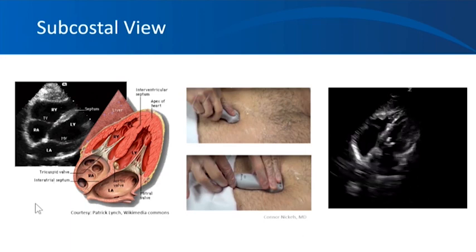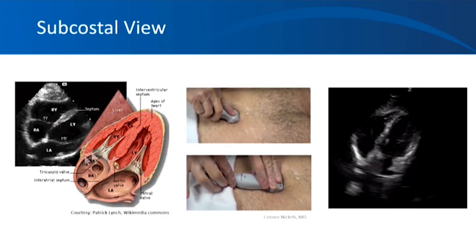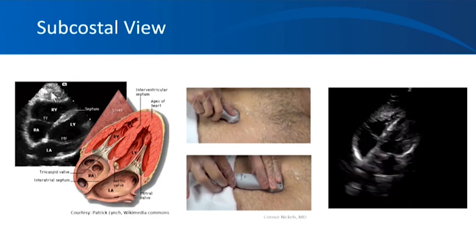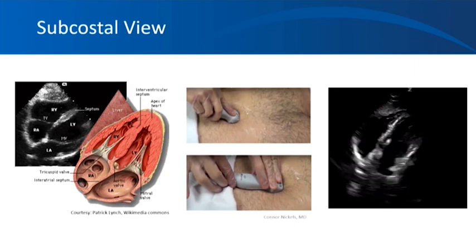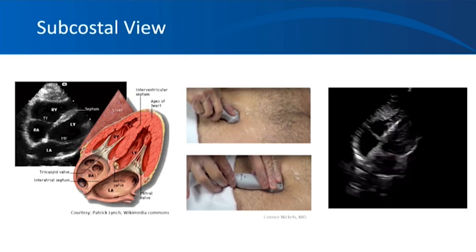It's similar to the apical four-chamber view, but slightly tilted, and you are using the liver as your acoustic window. Sometimes this view can be tough because of bowel gas. So we mostly rely on the parasternal long axis to get a quick look at the heart. This view is especially useful for ER physicians and intensivists to examine the heart while CPR is in progress.